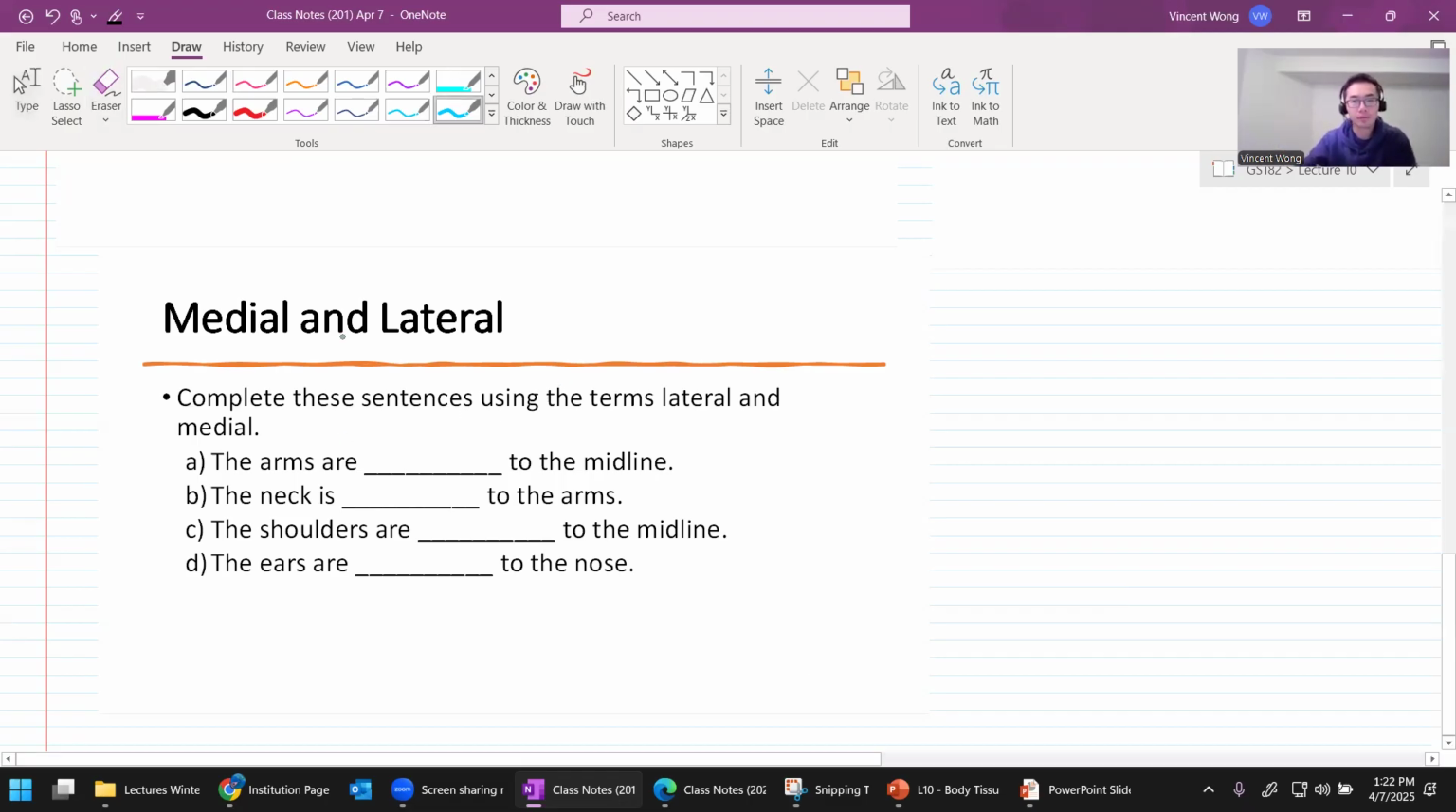Okay, so the arms are lateral to the midline. The neck is medial to the arms. Shoulders are lateral to the midline. And the ears are lateral to the nose. Okay.